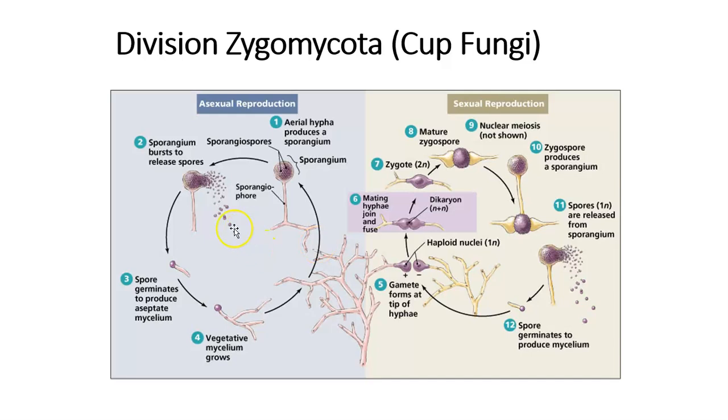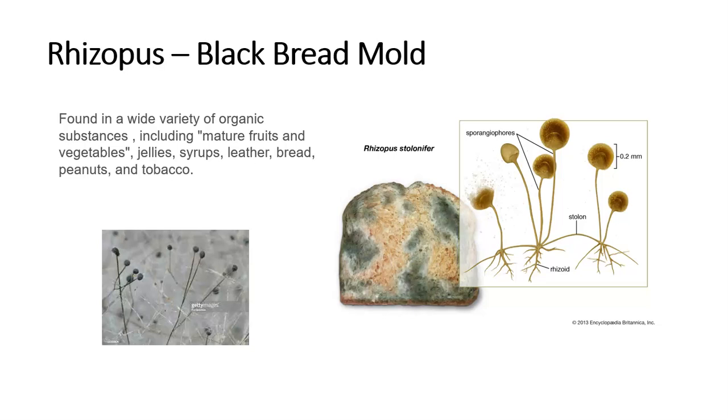So you're not going to see the sporangia in these other divisions. They're going to use something else. So if you see a sporangia, it's going to be in Zygomycota or the Mycorrhizomycota. Okay, so this is what it looks like.